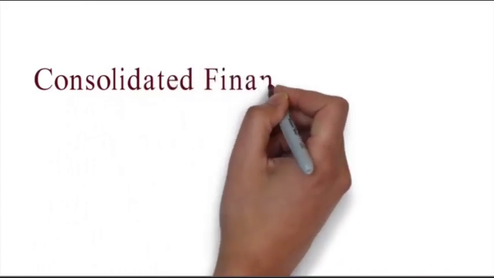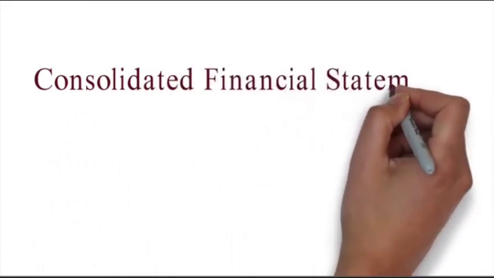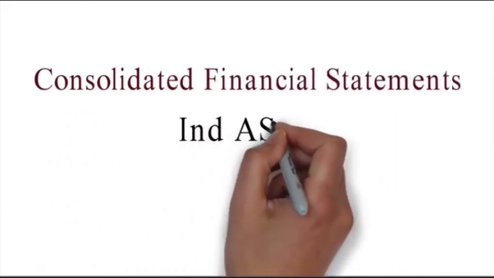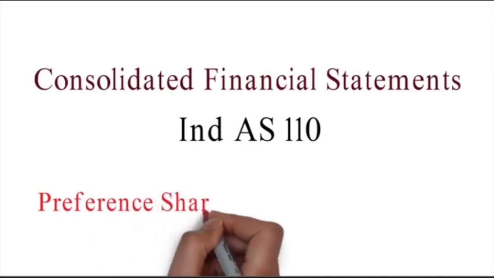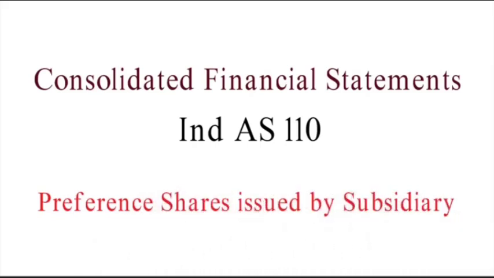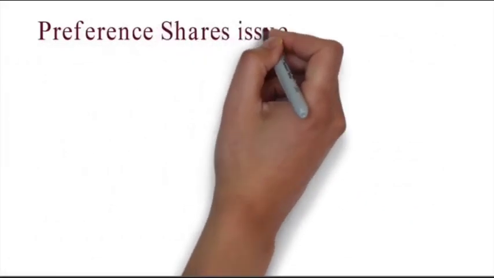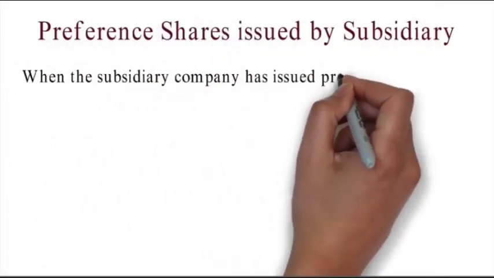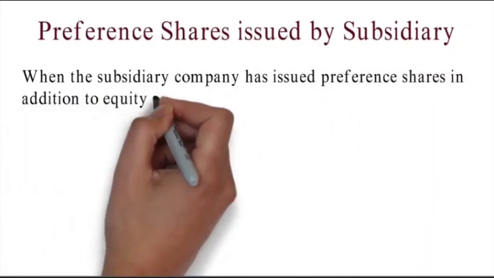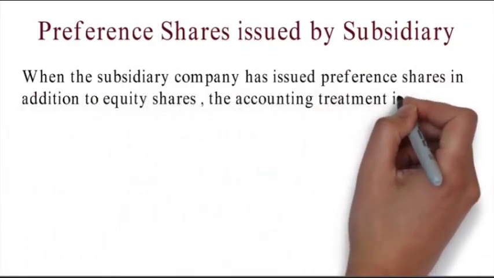Consolidated Financial Statements, Ind AS 110. In this session, we discuss adjustment of preference shares issued by subsidiary. Preference shares issued by subsidiary. When the subsidiary company has issued preference shares in addition to equity shares, the accounting treatment is as follows.